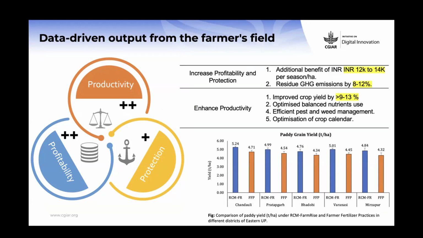These are some of the initial results that we were able to capture only for this interoperable model. What we found was an additional benefit of INR 12K to 14K per hectare per season. We also used sector tools to estimate the greenhouse gas emissions in these farmers' fields, and we found that the overall global warming potential could be reduced by 8 to 12% just with the change in fertilizer management practices. We also saw an improvement in crop yield, optimum balanced nutrient use, efficient pest and disease management, and overall optimized crop calendar, and the farmers were more confident in the crop management that they were doing.